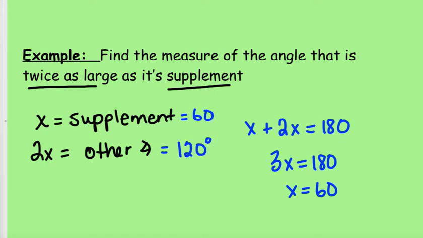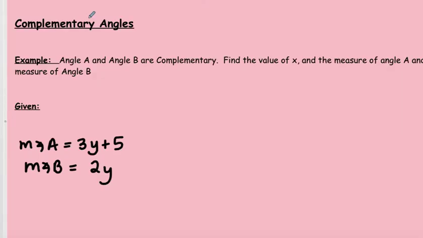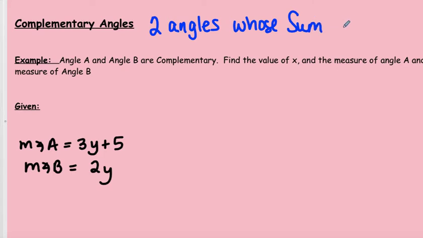All right, so supplementary equal 180, so now we got to look at complementary. So complementary is slightly different. Complementary is two angles whose sum is 90 degrees. So they're going to form, remember, 90-degree angles are right angles if they are angles that are next to each other. But if not, they're just going to be two angles that equal 90 degrees.